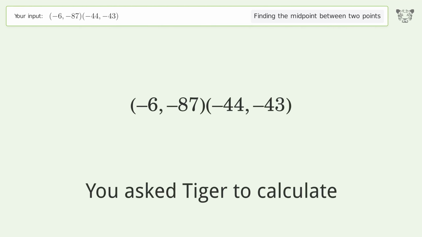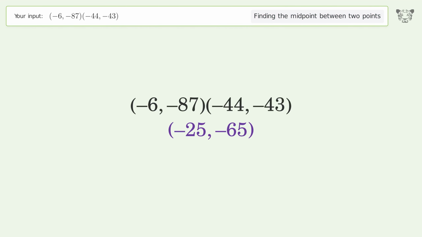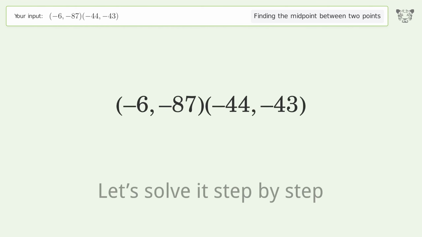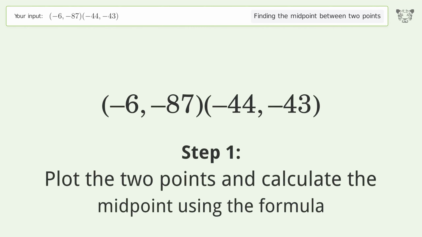You ask Tiger to calculate. This deals with finding the midpoint between 2 points. The midpoint between the 2 points is -25, -65. Let's solve it step by step. Plot the 2 points and calculate the midpoint using the formula.